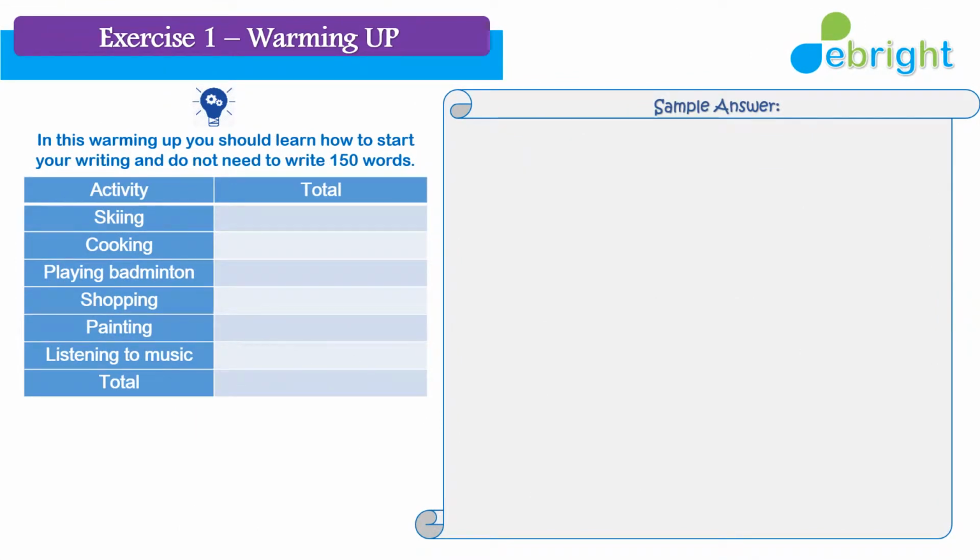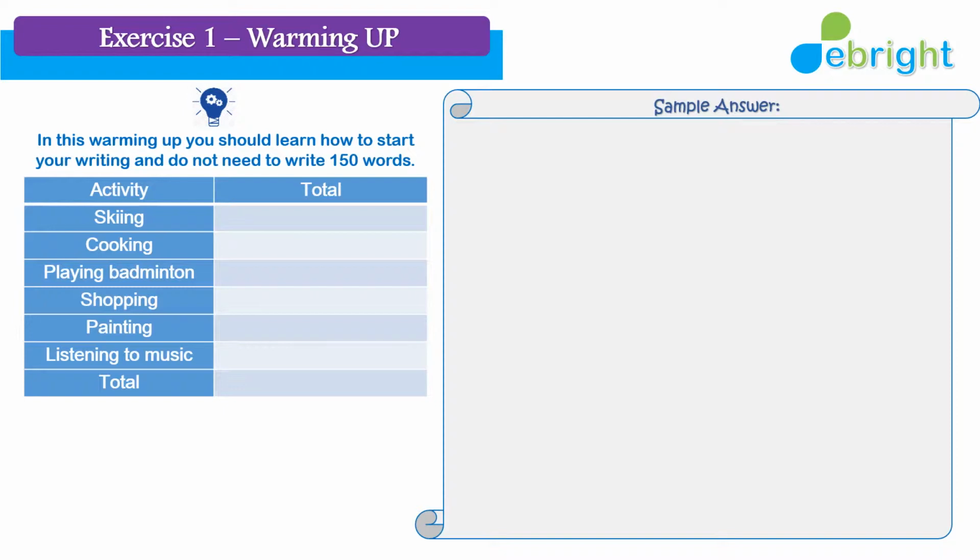Yes, let's start with exercise 1, warming up. You've got a table over there. In this warming up, you should learn how to start your writing, and we do not need to write up to 150 words. You've got 6 different activities on the left column, and on the right column, let's count. In total, we should have 100 to make it easier.